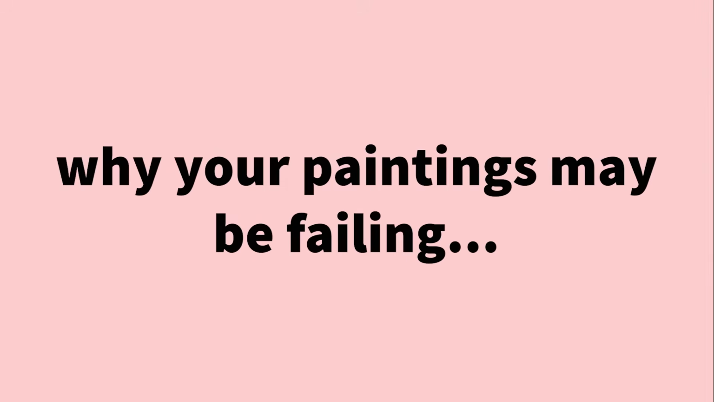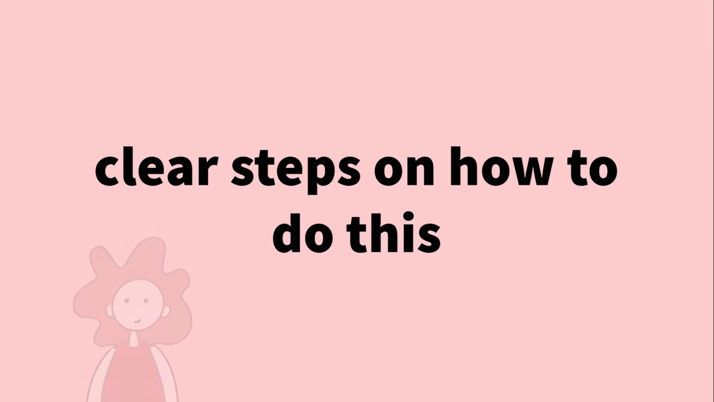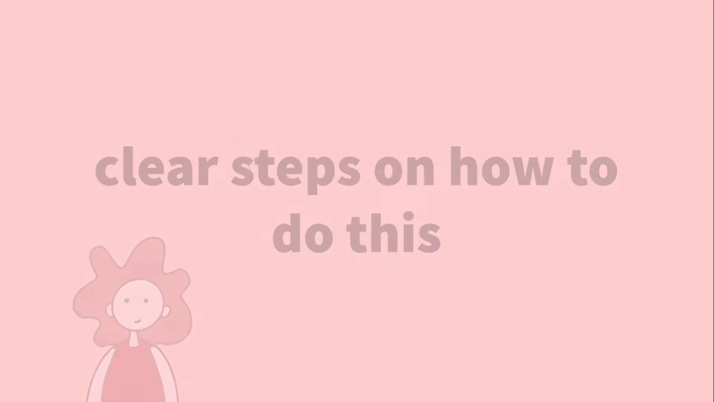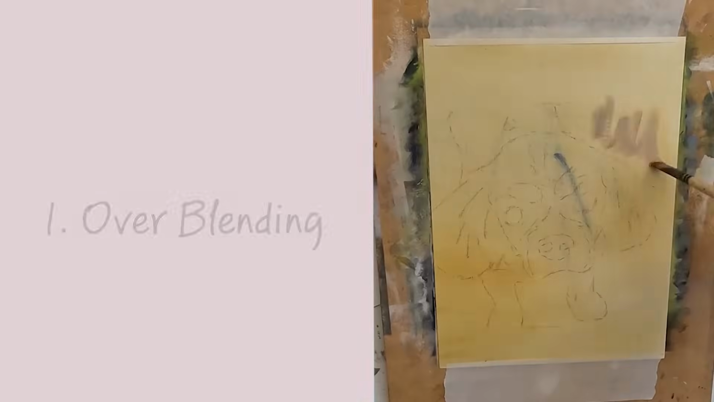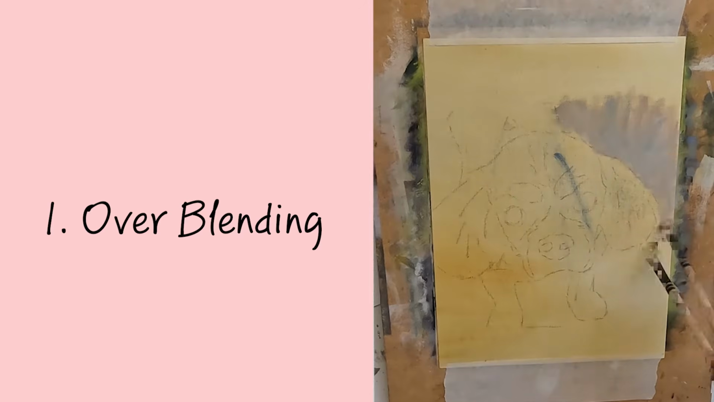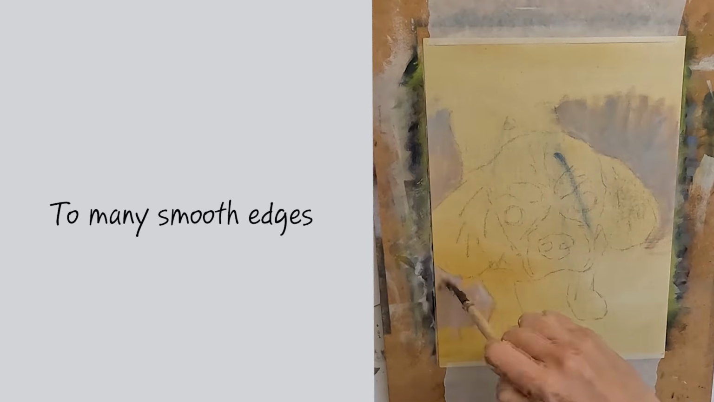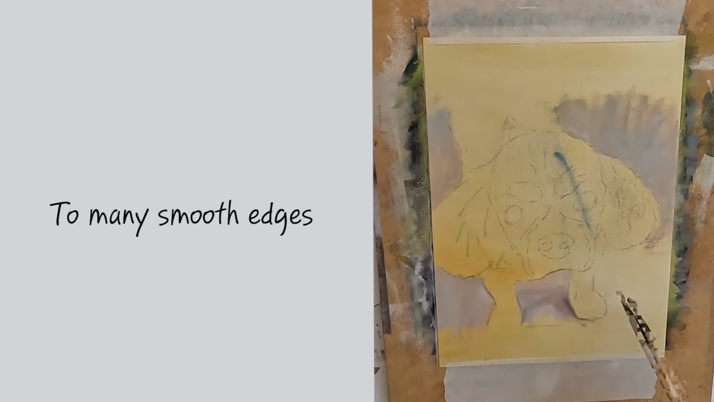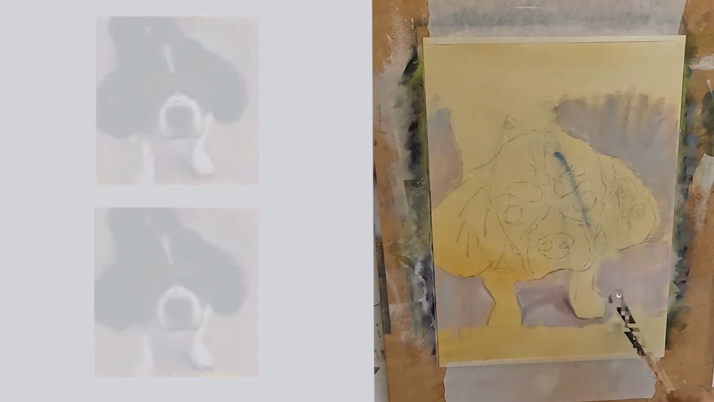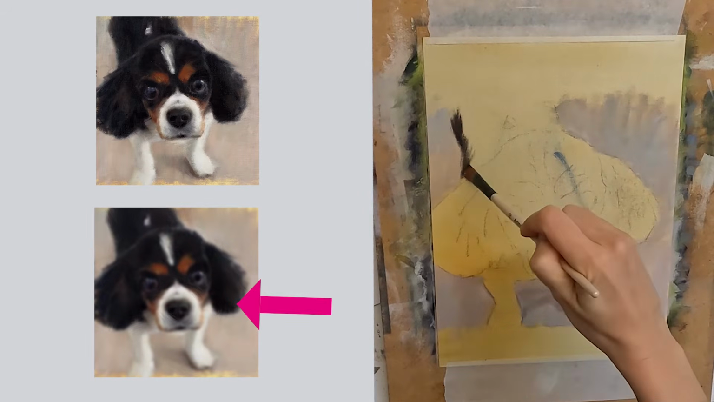By the end of this video, you'll understand why your paintings might be failing, and you'll have clear steps to make them convincing, dynamic and full of life. Let's make a start. Number 1, overblending is killing your brushwork. Beginners tend to overblend edges until everything looks smooth. This loses texture and form to your painting.